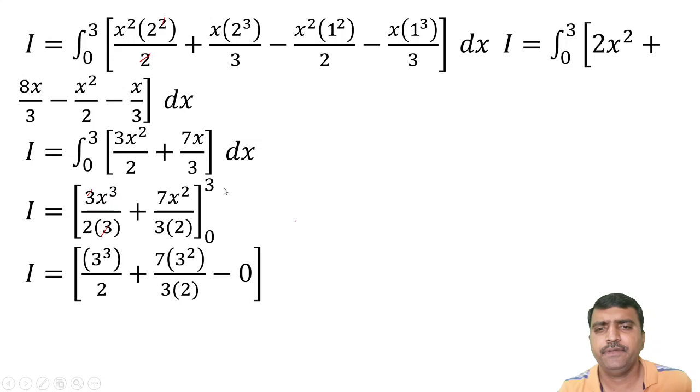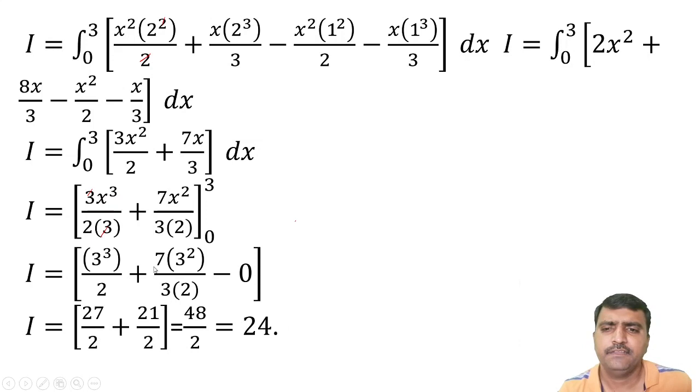So if you apply the limit, 3 cube divided by 2 plus 7 into 3 square by 3, 2 is 6 minus lower limit is 0. Simplifying this, it gives 27 by 2 plus 3. Here also one of the 3 cancels. Remaining is only 2 here. So 7 3s are 21, 21 by 2. So 27 plus 21 is 48 by 2.